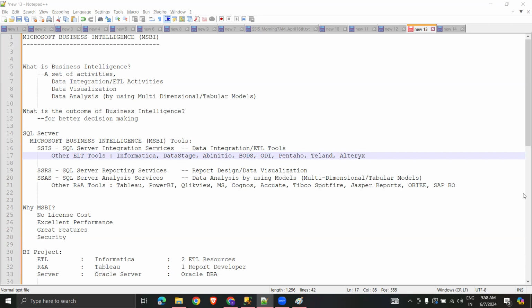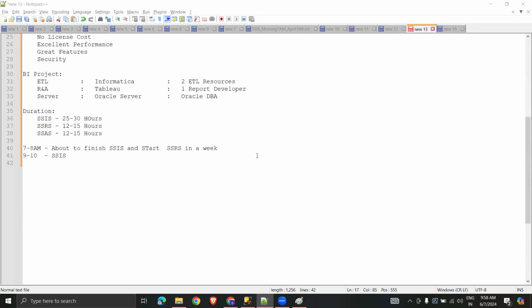Mr. Balaji, can you please clarify? 7 to 8, it should be SSIS, right? No, we are about to finish SSIS in a week, so I'm going to immediately start SSRS. SSIS is the biggest part here, and that's the reason it takes 25 to 30 hours. We have so many things to discuss.